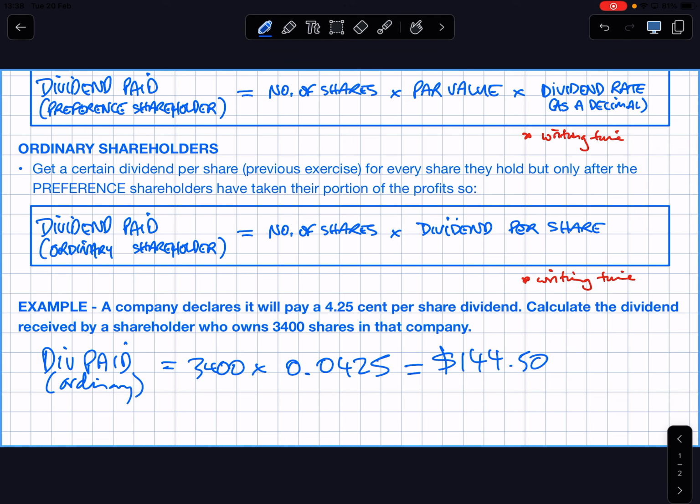So this person, if that person was in that situation and that company paid out 4.25 cents per share dividend, that person would just be sent $144.50 in the mail. They don't lose any shares, they're just given that money. Dividends are usually paid out twice a year, every 6 months.